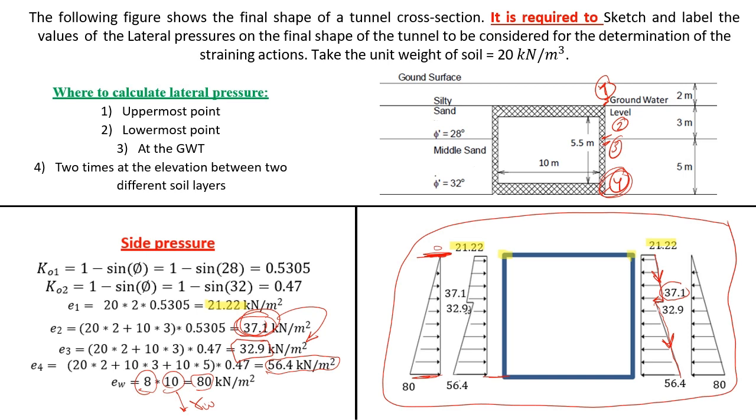So generally water pressures are in the shape of triangular pressures. However, the shape of lateral earth pressure can take different shapes like this. It can be a triangle, it can be rectangle, it can be trapezoidal. It depends on your application.